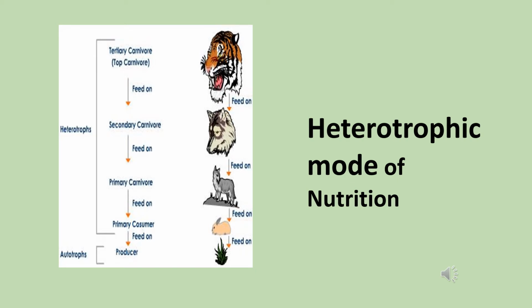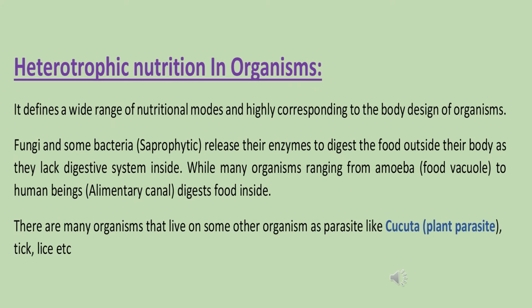Now we are going to understand the heterotrophic mode of nutrition in the following slides. It is a wide range of nutritional mode. In heterotrophic mode of nutrition, organisms depend on some other organism for the requirement of their food. We can understand heterotrophic mode of nutrition by some examples, like the example of fungi and bacteria.